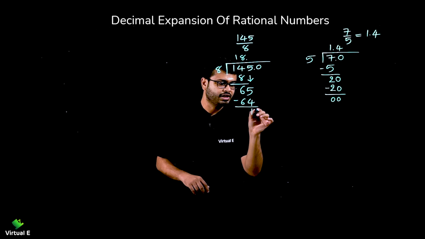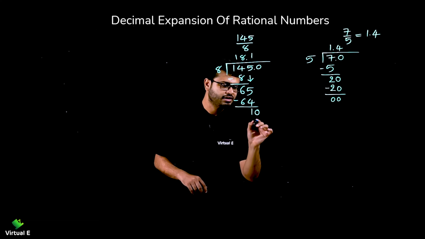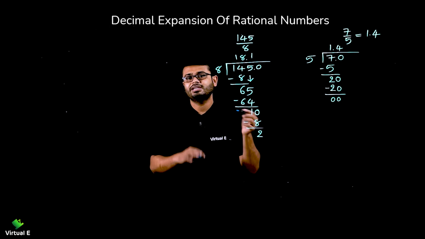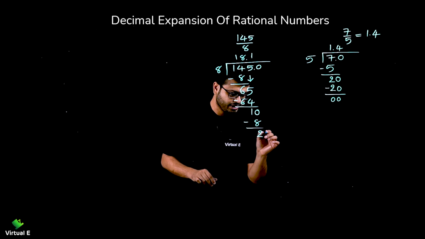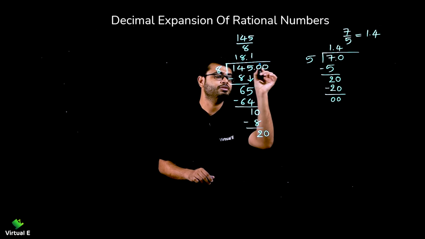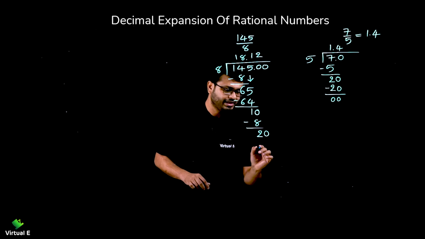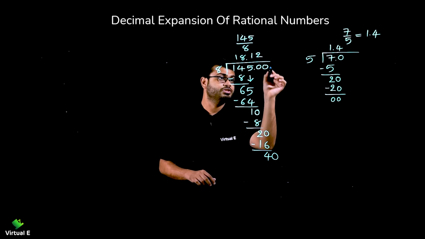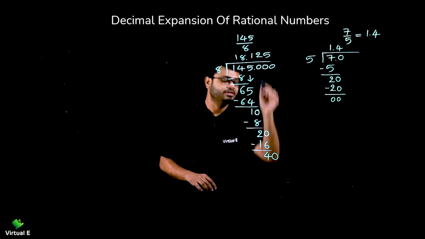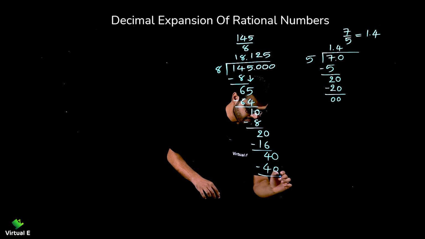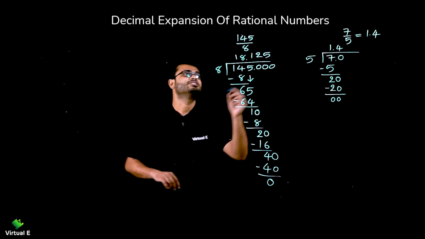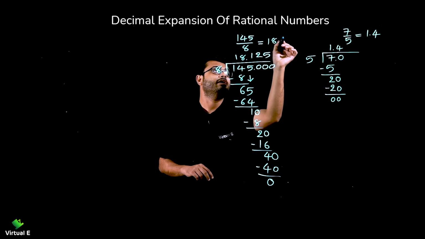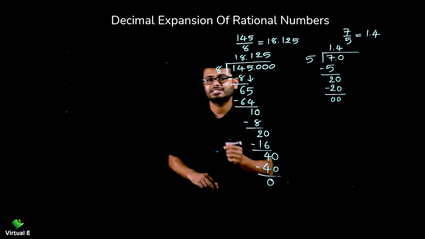0 over here, let's bring down that 0. 8 ones are 8, right? Subtract, 2. Now still not, we basically want to get no remainder, so let's keep doing it. 0 over here, one more extra 0, so 8 2s are 16, minus and 4 here. Let's take one more 0, that is 8 5s are what? 40, and we get the remainder 0. Done. So what is the decimal expansion of it? That is 18.125. That is the decimal expansion.